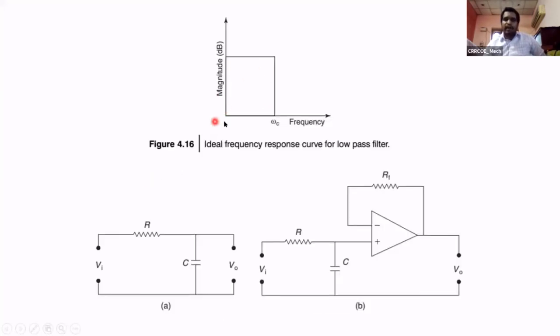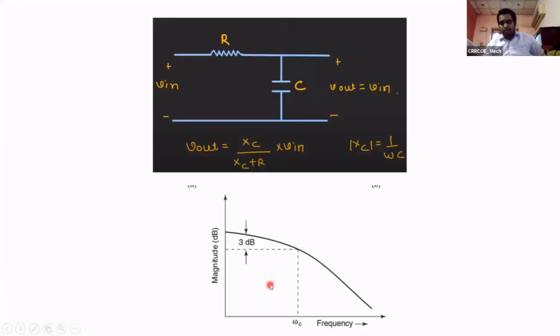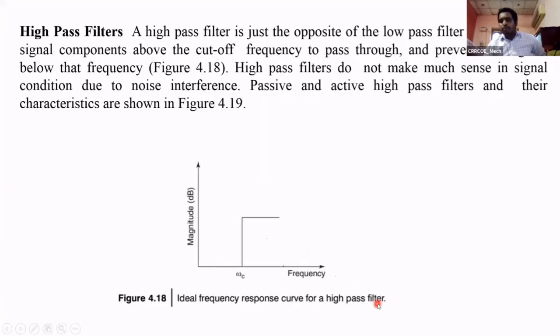Okay, this is the ideal frequency response. Now we see the actual response. Here initially it allows the frequency. On the x-axis we have frequency, y-axis the amplitude. Here the curve is decreasing. After cutoff frequency, the amplitude is going towards 0.